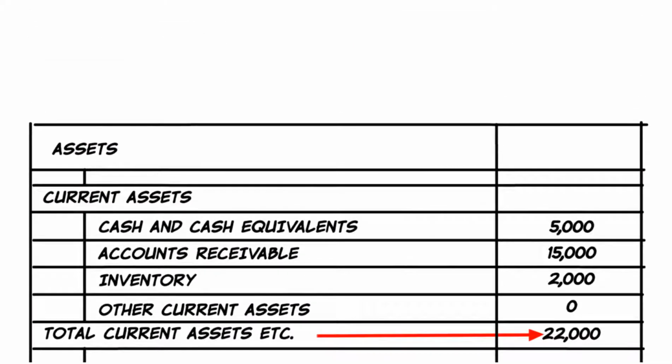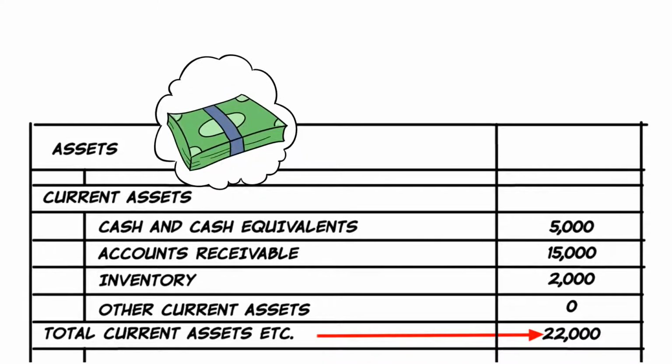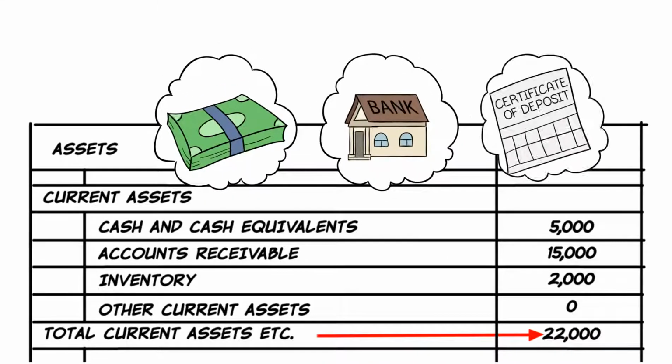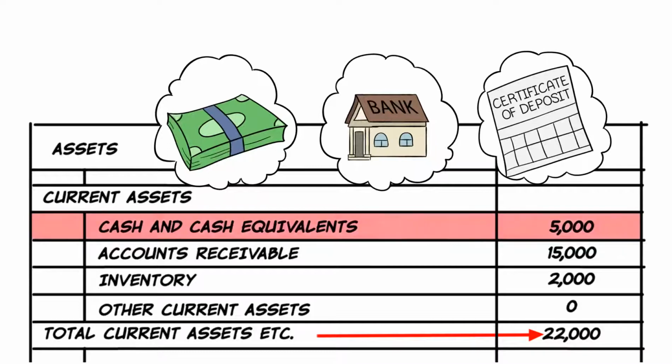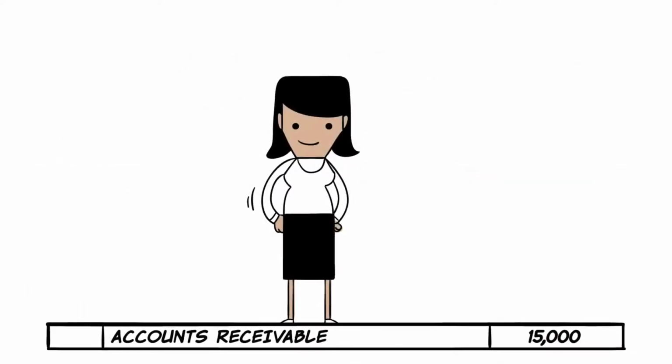Cash includes cash on hand, money in bank accounts, certificates of deposits. Cash is the most current of all assets. Accounts receivable are the amounts that customers owe to your business as a result of credit purchases. These are normally turned into cash within 30 to 60 days.